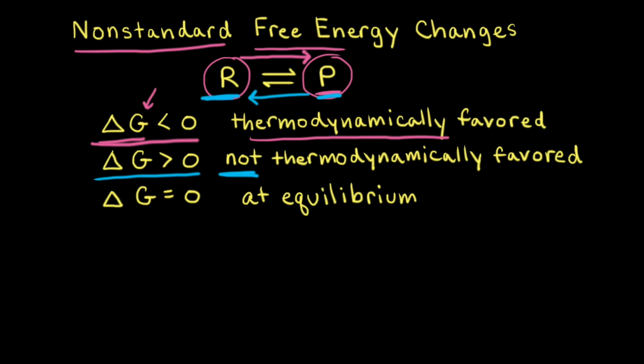As long as there's a difference in free energy between the reactants and the products, the net reaction will proceed either to the left or to the right. However, when there's no difference in free energy between the reactants and the products, or delta G is equal to 0, the reaction is at equilibrium. And when the reaction is at equilibrium, the concentrations of reactants and products remain constant.